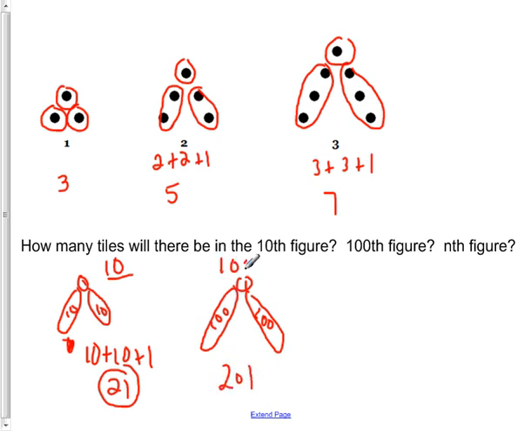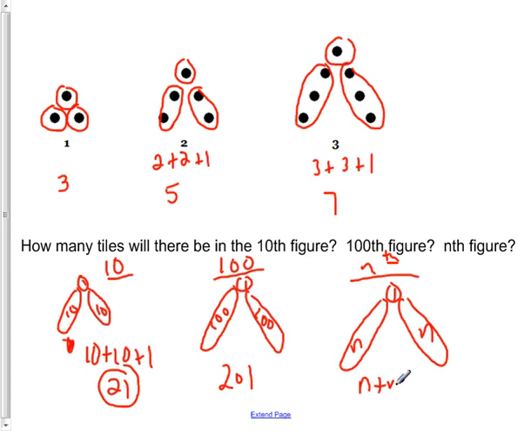And then in the nth term, you could pick any number for this. You're going to have n on this side. You're going to have n on this side. You're going to have one little guy sticking out here. So it's going to be n plus n plus 1, so 2n plus 1. And you can always check this out. If we're looking at the third term, 2 times 3 plus 1 is 7, and that's exactly what we got.